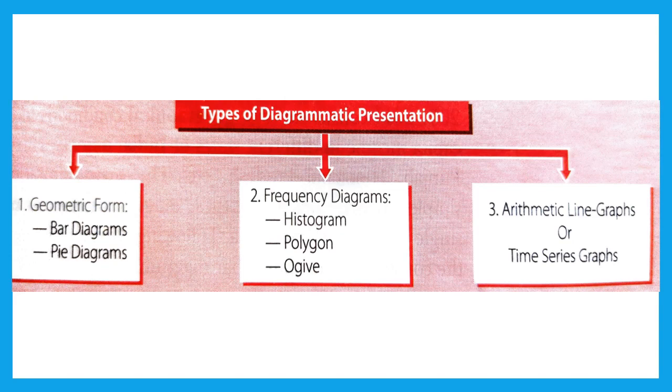Now, diagrammatic presentation is divided into three categories. First one is geometric form, second frequency diagrams, and third arithmetic line graphs or time series graphs. In this chapter, we shall study geometric forms. In geometric forms, diagrams can be presented either by bar diagrams or by pie diagrams. So in this video, we shall focus on bar diagrams.